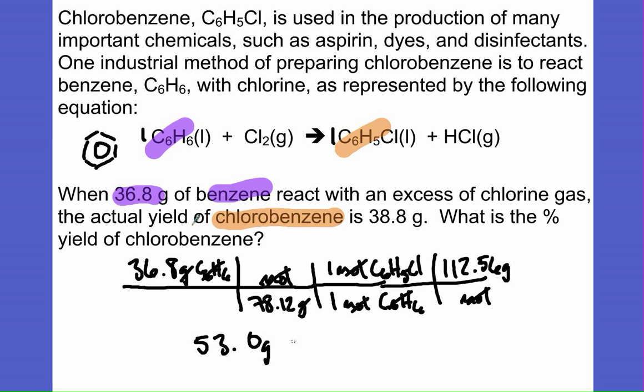But again, it says that my actual yield of chlorobenzene is 38.8. So that's the final step here. I just want to judge how successful I was. So I'm going to start out with that 38.8, my actual. I'm going to divide it by my theoretical 53.0. And then I'm going to multiply by 100. And my percent in this case with 3 sig figs is 73.2.